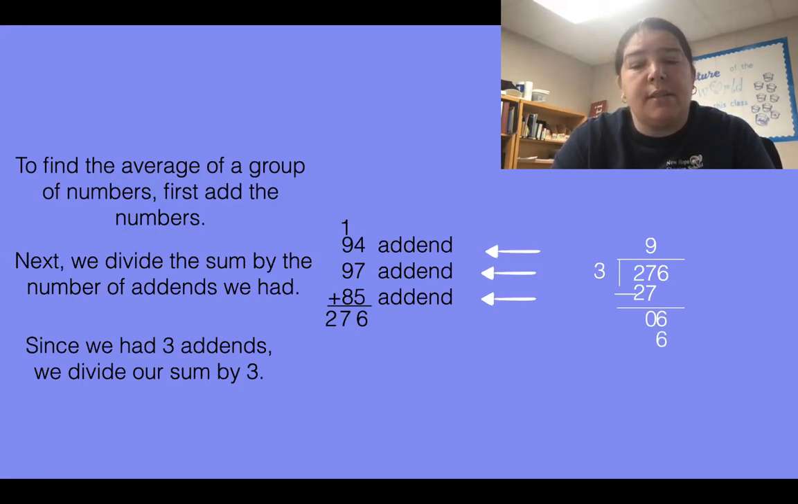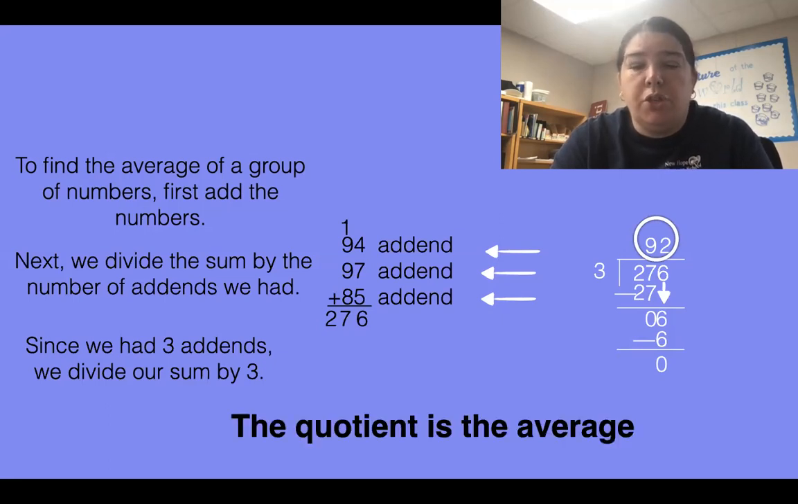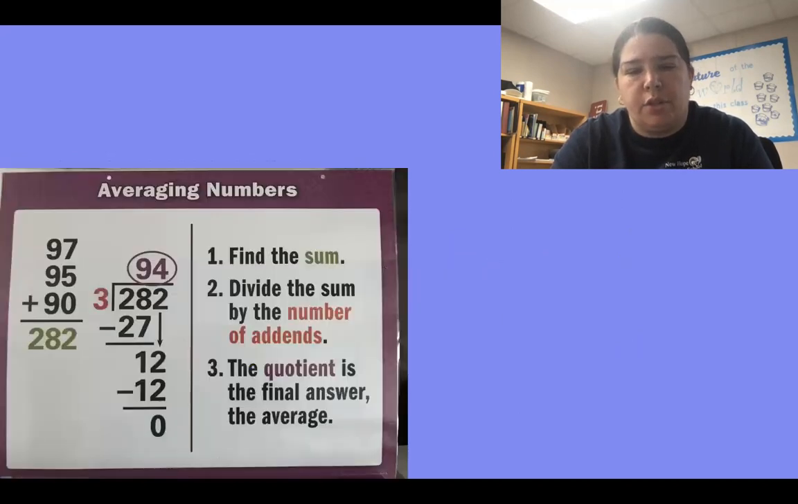When you bring down that 6, minus, then you multiply and you get 6. 3 times 2 equals 6, and then you subtract: 6 minus 6 equals 0. So your average number is 92. Okay, that's not too bad. If you have 94, 97, 85 on all your scores, you're going to get a 92 average. That's the middle number. The quotient, which is the answer to your division problem, is considered your average.